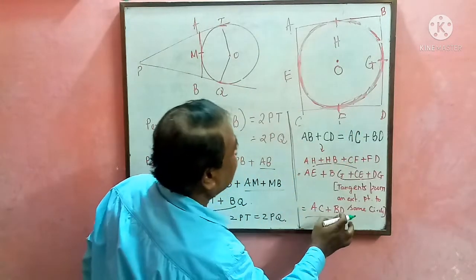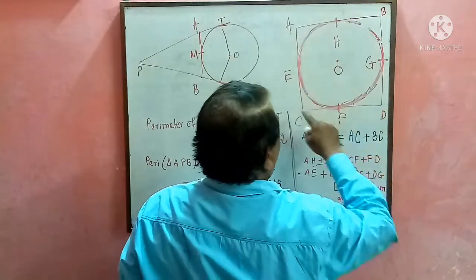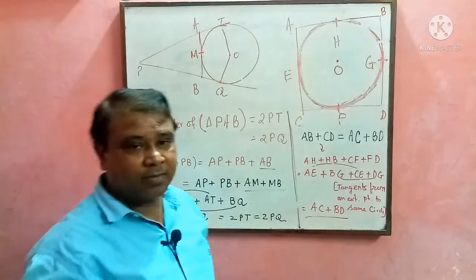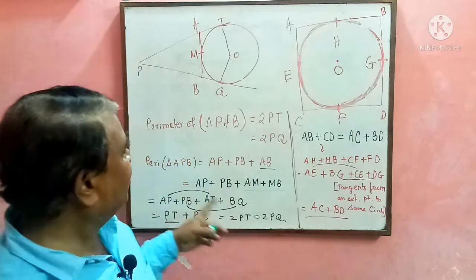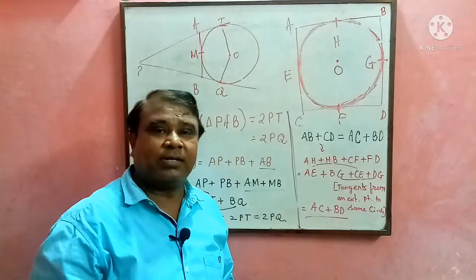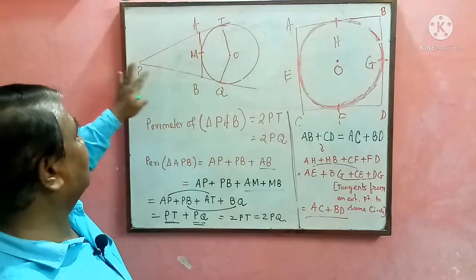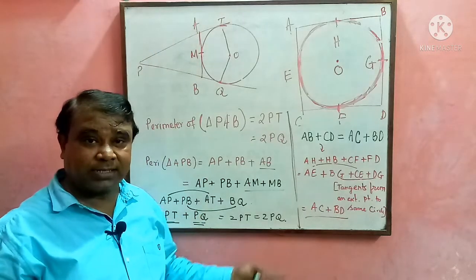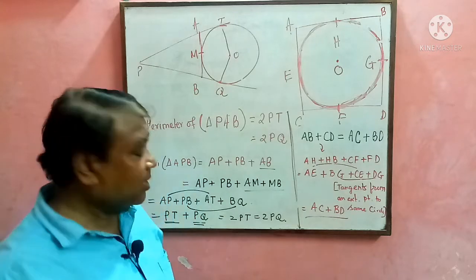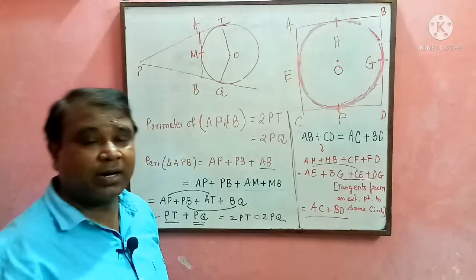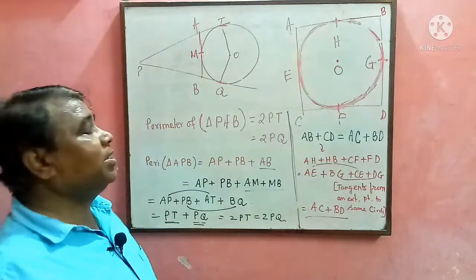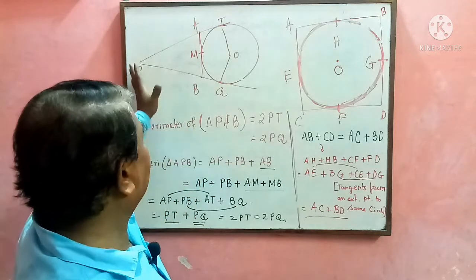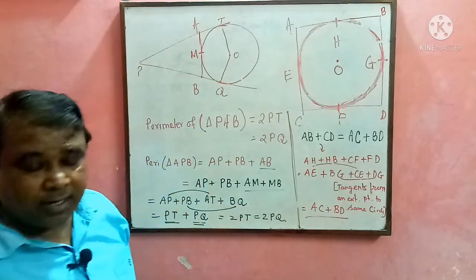So AC plus BD. In this case, the sum of opposite sides will always be equal: AB plus CD is equal to AC plus BD. So you remember this one and try to use it. When a circle is touching this way, like a triangle whose sides are all touching a circle externally, then we have this relation: the perimeter of this triangle will be double of the greater tangent.